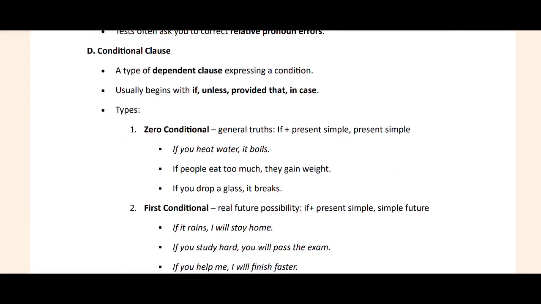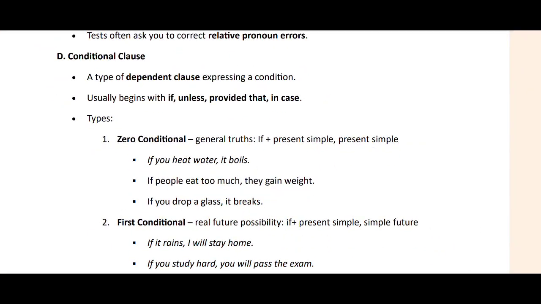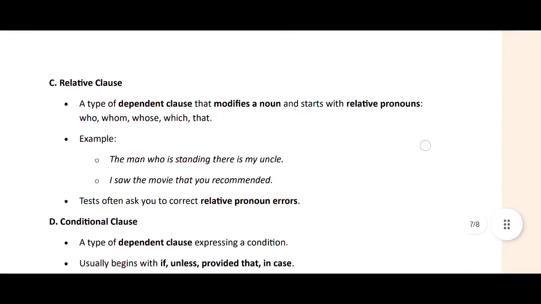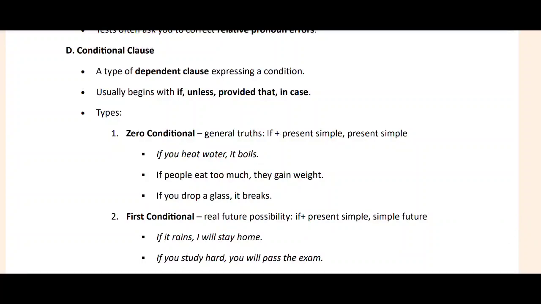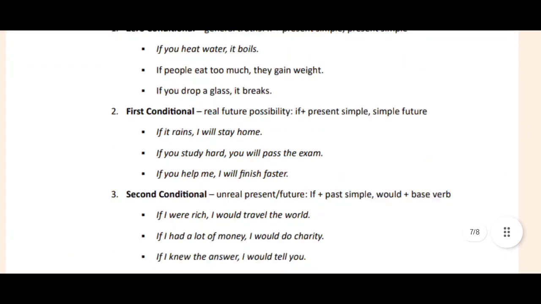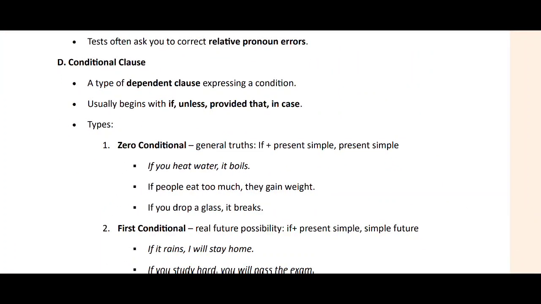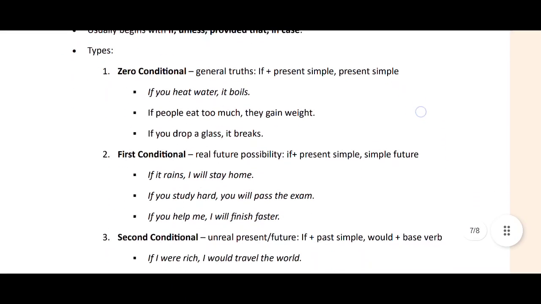Let us see conditional clause. What is meant by conditional clause? A conditional clause is a type of dependent clause expressing a condition. Usually it begins with if, unless, provided that, in case. There are four types of conditional clauses: zero conditional, first conditional, second conditional, and third conditional. Let us discuss one by one.